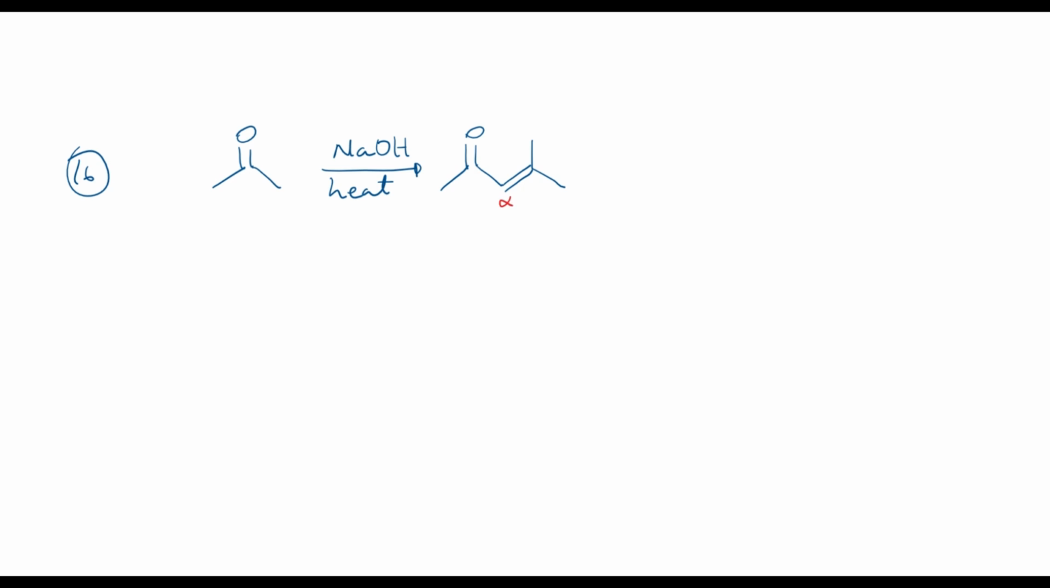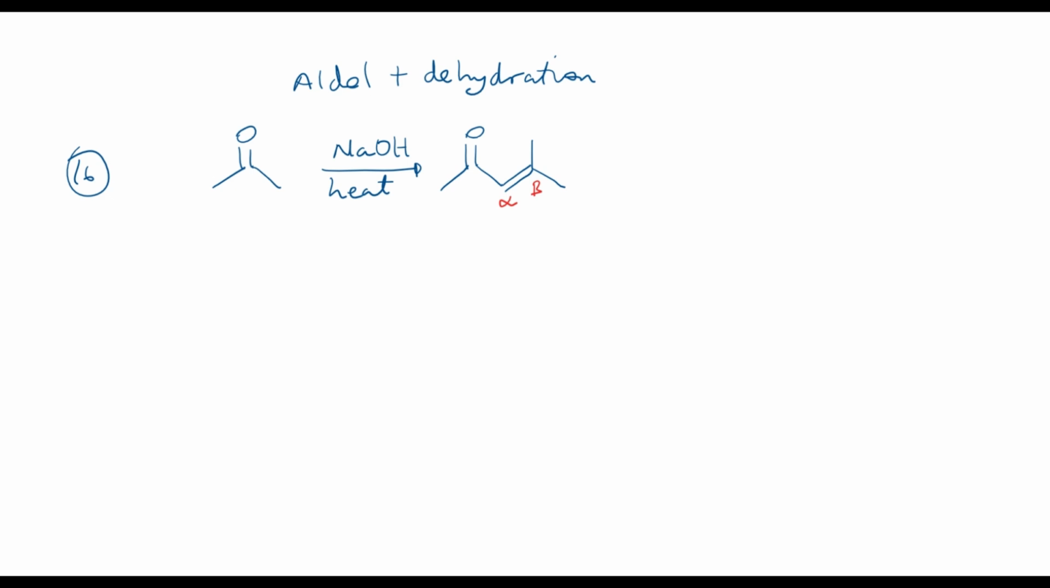This question asks us to show the mechanism for this reaction. Now, since my product is an alpha-beta unsaturated ketone, and I'm starting with a ketone, this tells me that I'm going to have aldol condensation and dehydration. I know this is dehydration because of the double bond that is formed here.